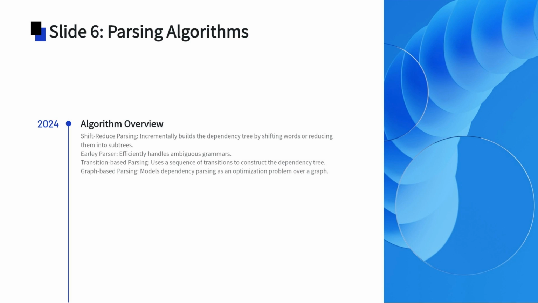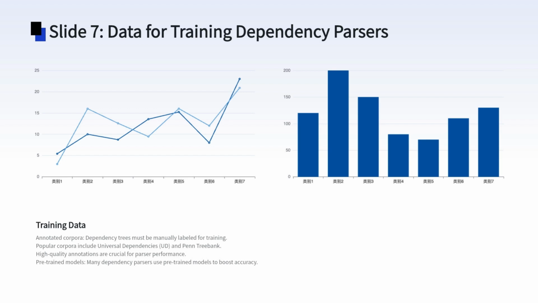These algorithms differ in their efficiency, accuracy, and ability to handle ambiguous sentences, and each has its place in different NLP systems. Training high-quality dependency parsers requires annotated data, specifically dependency trees labeled with the correct word dependencies. Some well-known annotated corpora include Universal Dependencies, UD, a cross-linguistic initiative to create a universal framework for dependency parsing with consistent annotations across multiple languages.